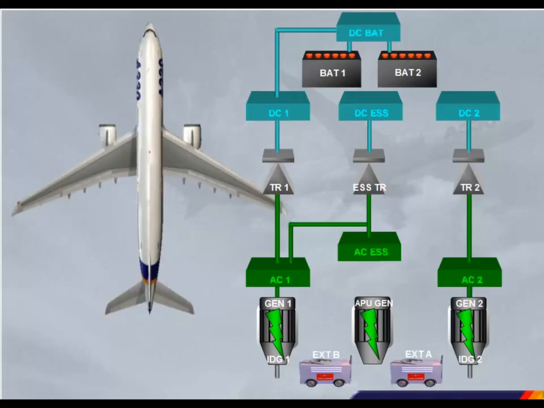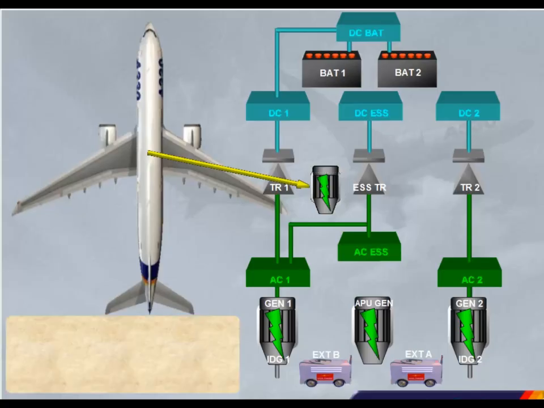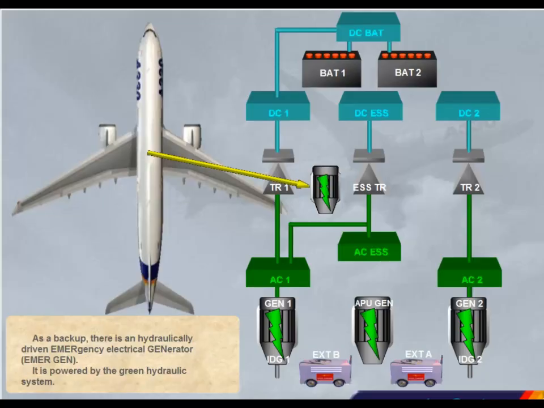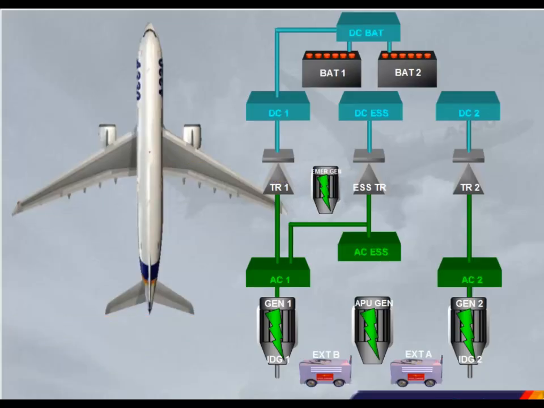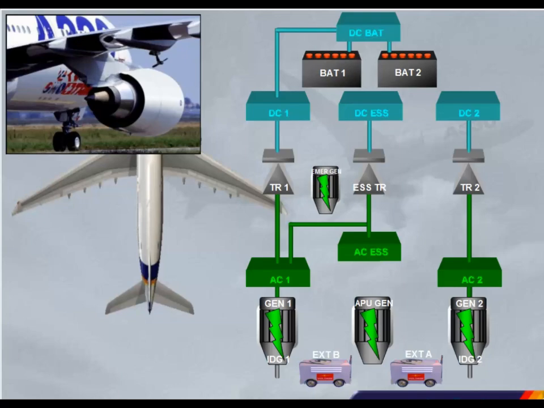As a backup, there is a hydraulically driven emergency electrical generator, Emer-Gen. It is powered by the green hydraulic system. The green system can be supplied by a ram air turbine, RAT, which extends in case of severe hydraulic failures. The RAT is located under the right wing.